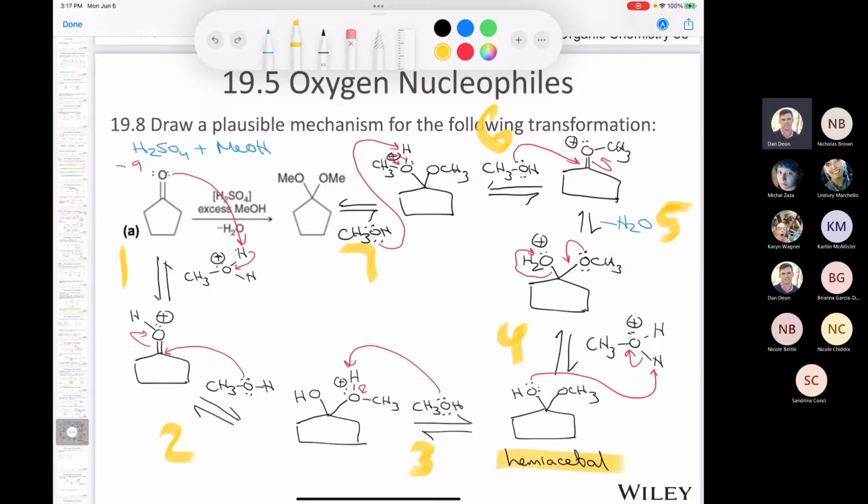Give me a thumbs up if you follow me on the mechanism. Are there any questions about this mechanism? It's a doozy. I freely admit that. If I was to say, oh, there's nothing to it, that would be a lie. That would not be true. So I'm not going to say that. It's not a simple mechanism. It's definitely a complicated mechanism.